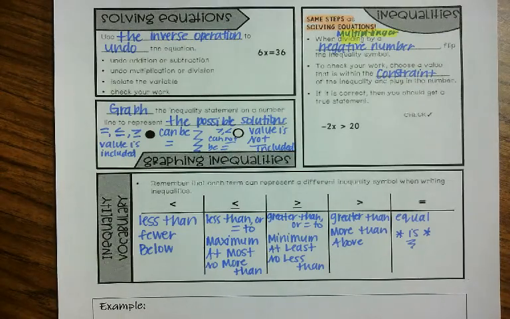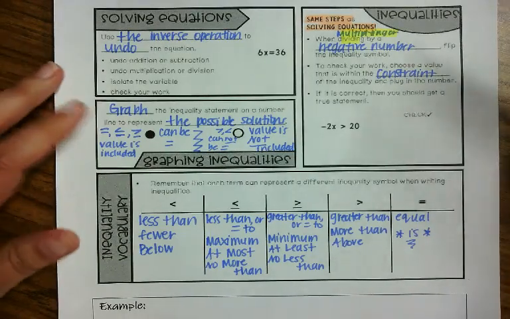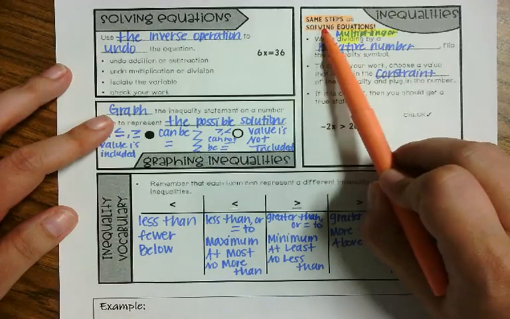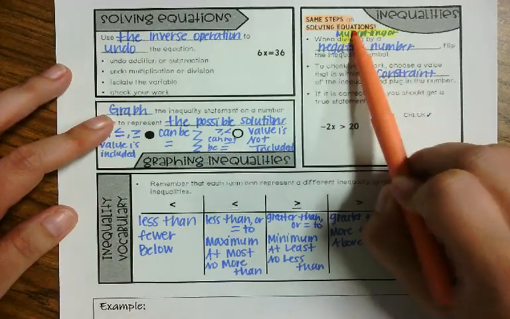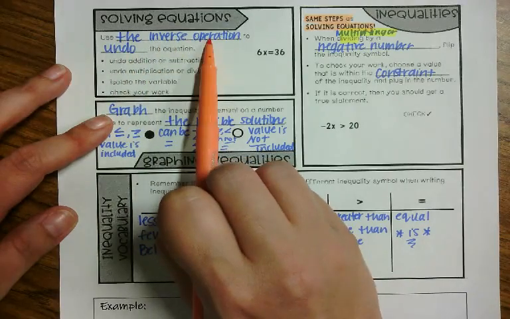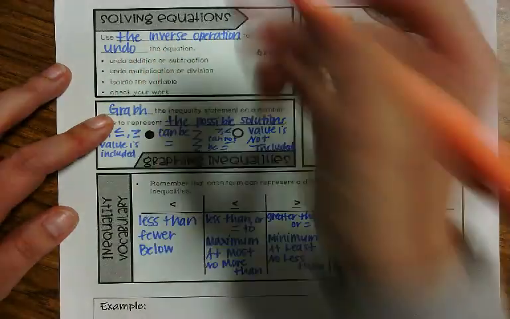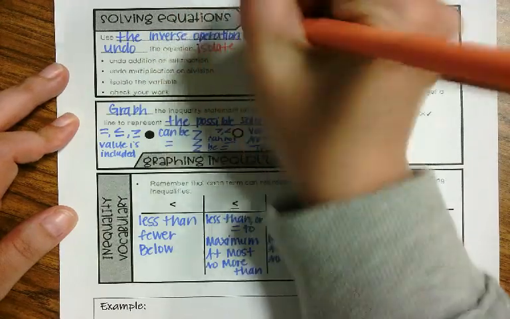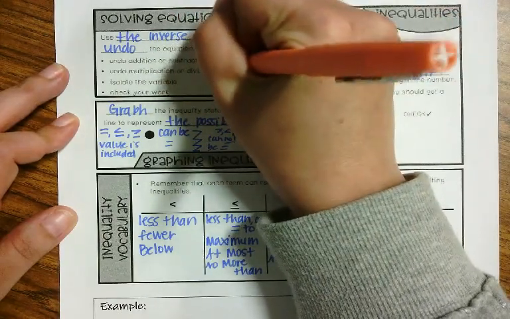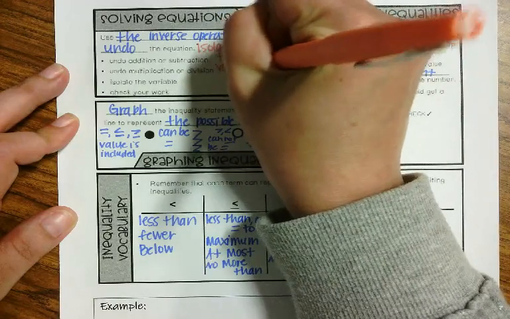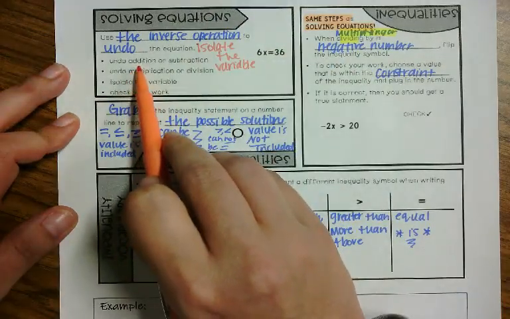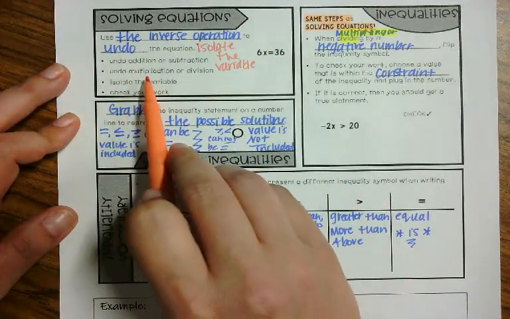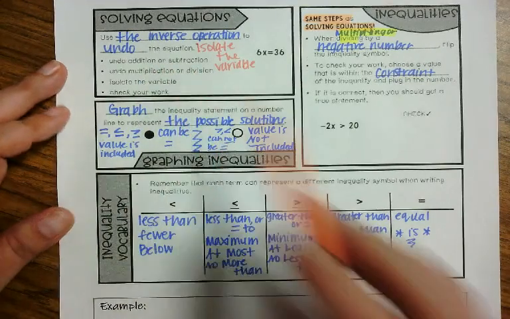As you probably remember, solving inequalities is the same as solving an equation. We want to make sure we use the inverse operation to undo the equation. In other words, we want to isolate the variable. The inverse of addition is subtraction. The inverse of multiplication is division.